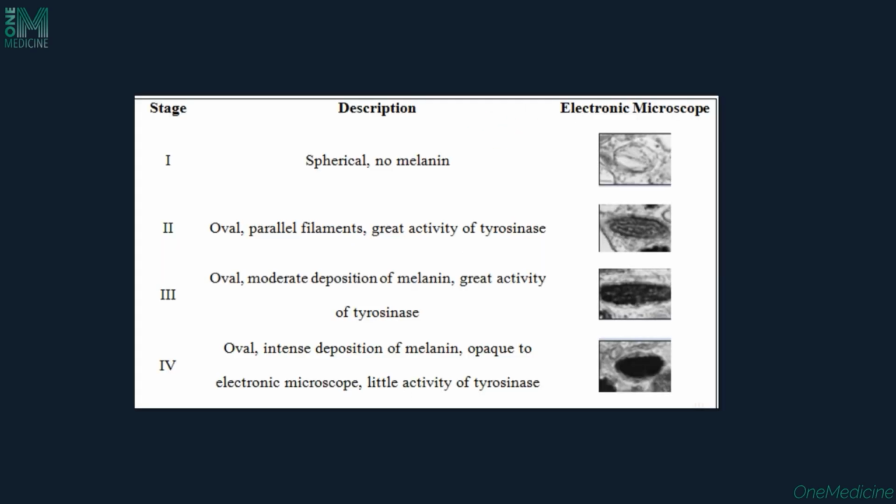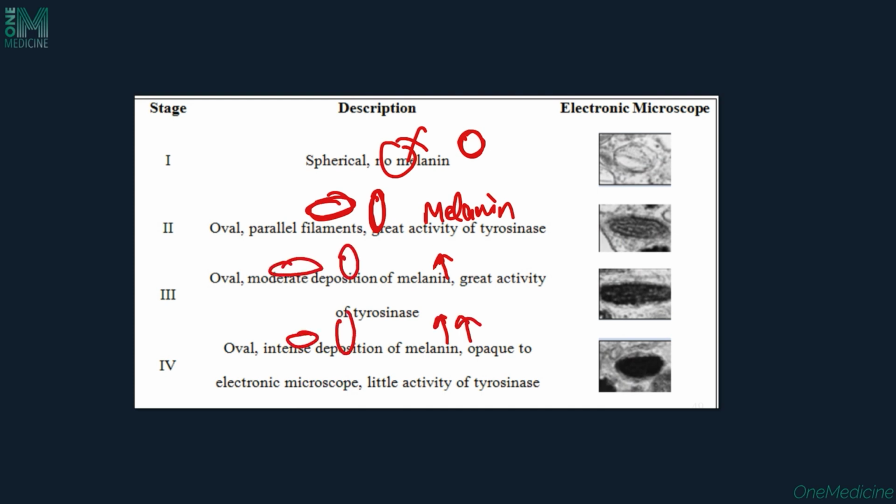There are 4 stages of melanosomes here. In stage 1, the melanosome is circular in shape and melanin is not yet produced. In stage 2, it becomes ellipsoidal or oval, and melanin pigmentation starts depositing. In the next stages there will be increased deposition, and more increased deposition. It will be round or oval shaped melanosomes in all of these conditions. Stage 4 is the fully developed stage. These are all the stages of melanosome inside the melanocyte.